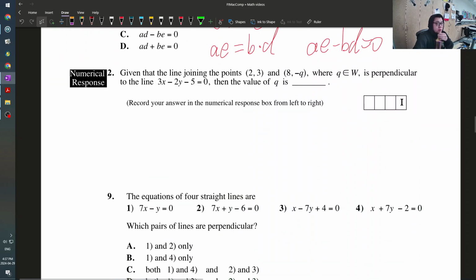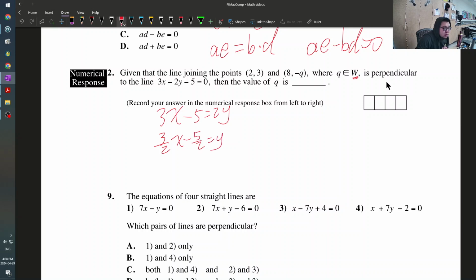Numerical response 2. Given that the line joining these two points is perpendicular to this line, what's the value of q? So what is the slope of this? Add 2y on both sides, minus 5 is equal to 2y, divide both sides by 2: 3 over 2x minus 5 over 2 is equal to y. So I know my slope is going to be 3 over 2. And because they're perpendicular, the slopes are negative reciprocals of each other. So my slope is going to equal negative 2 over 3.